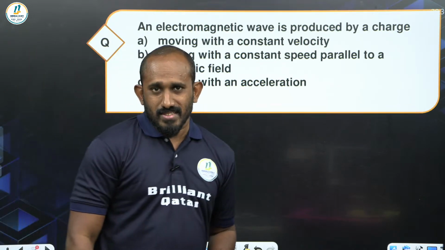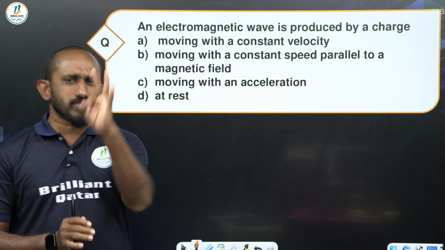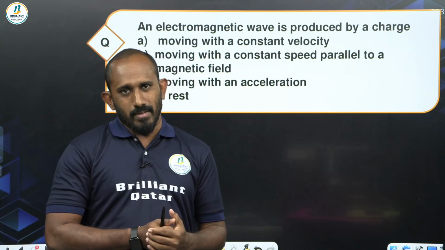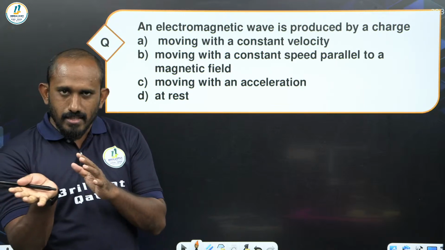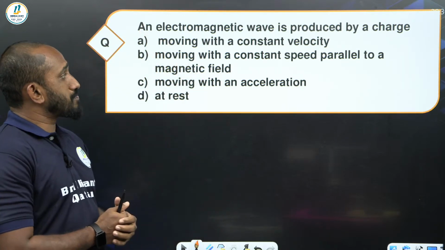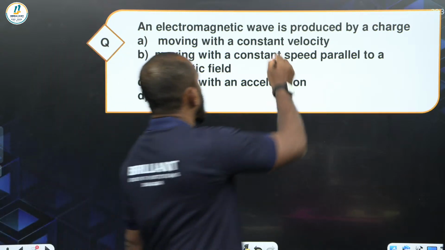Again from the EM waves chapter. See, EM waves, I told you, out of these 3 marks, surely one will be objective. Sometimes maybe 2 also can come like that. So either assertion reason or MCQ based questions will be there for sure. An electromagnetic wave is produced by a charge. See how easy the question is.